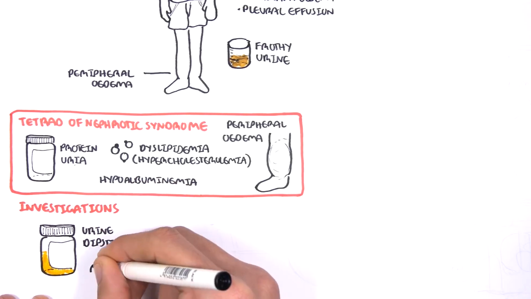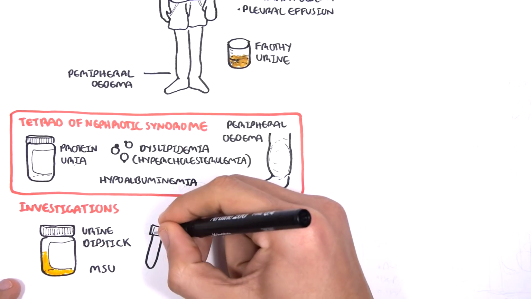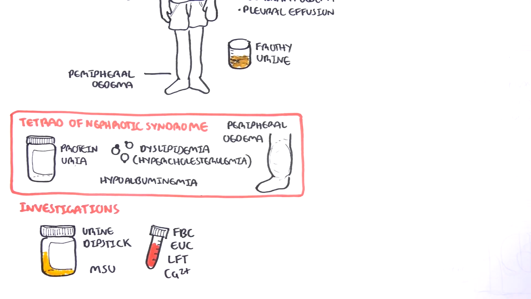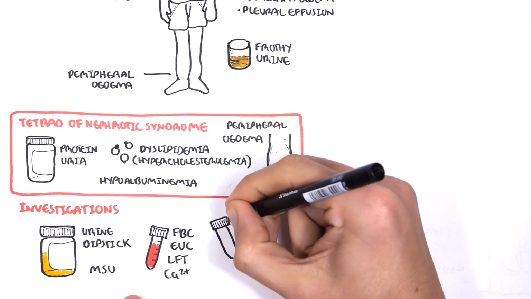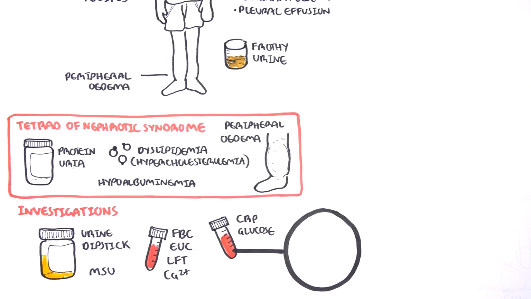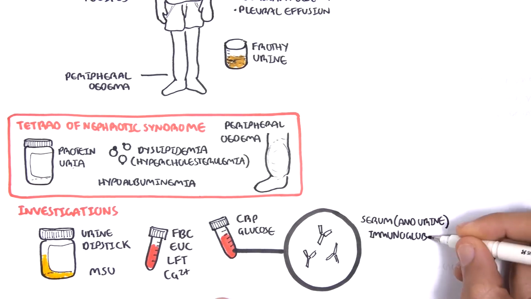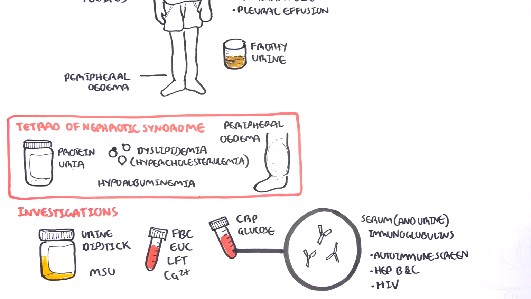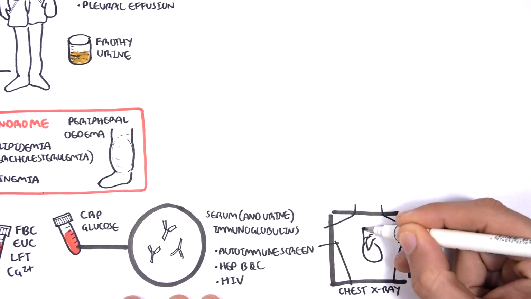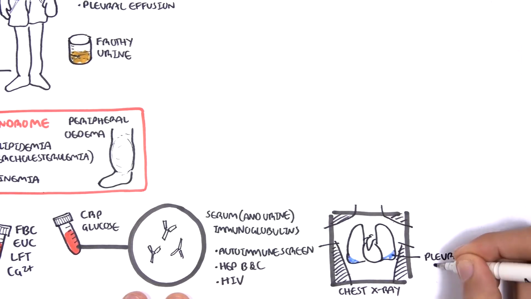So investigations can include urine dipstick, MSU, full blood count, EUCs, liver function tests, LFTs, calcium levels, CRP and glucose. Serum and urine immunoglobulins are important to screen for autoimmune diseases, and also to check for presence of immune response to hepatitis B, hepatitis C, and HIV, which are also some causes of nephrotic syndrome. Chest x-rays can be performed and may show pleural effusion or edema.